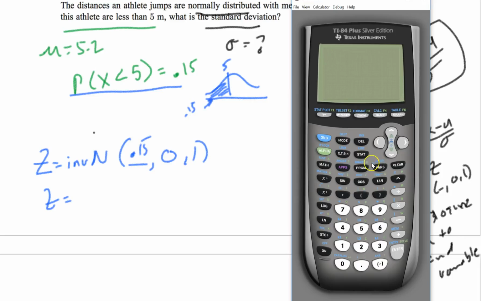We'll go to distribution again. So second vars, invert normal. Now my area is 0.15. I already had that up there. Now again, we're going to do 0, 1. We're doing z, so it's automatically 0, 1. Hit paste. So negative 1.04.